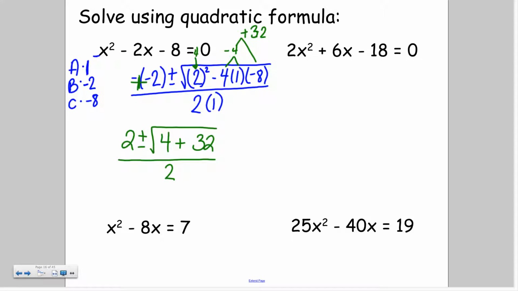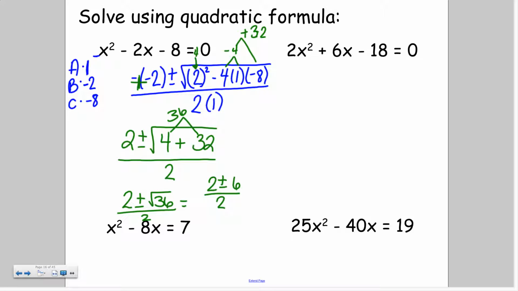All right, so far that's where everything has come from. Now I'm going to keep solving out. So 2 plus minus, 4 plus 32 is 36. So the square root of 36, all over 2. All right, the square root of 36 is 6. So we have 2 plus minus 6 over 2.